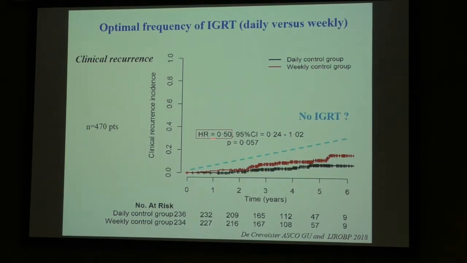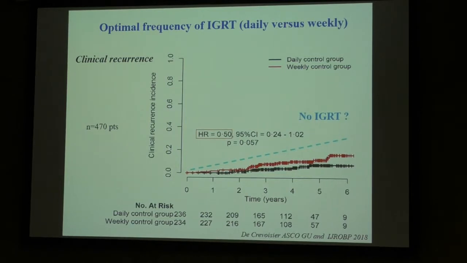And again, the risk of clinical recurrence, this is what matters for the patient. PSA is only biology, but for the patient what really matters is, of course, clinical recurrence. And the risk of clinical recurrence was decreased by 50% by using a daily control versus a weekly control, a weekly IGRT.